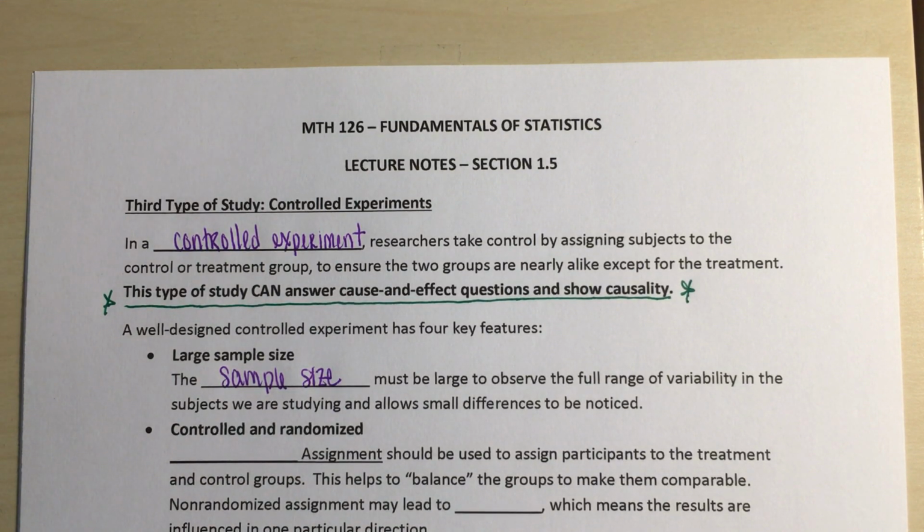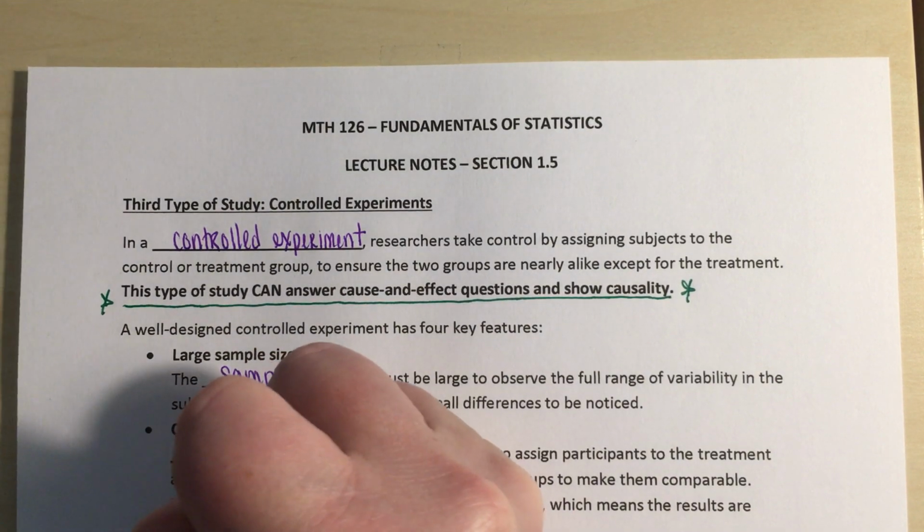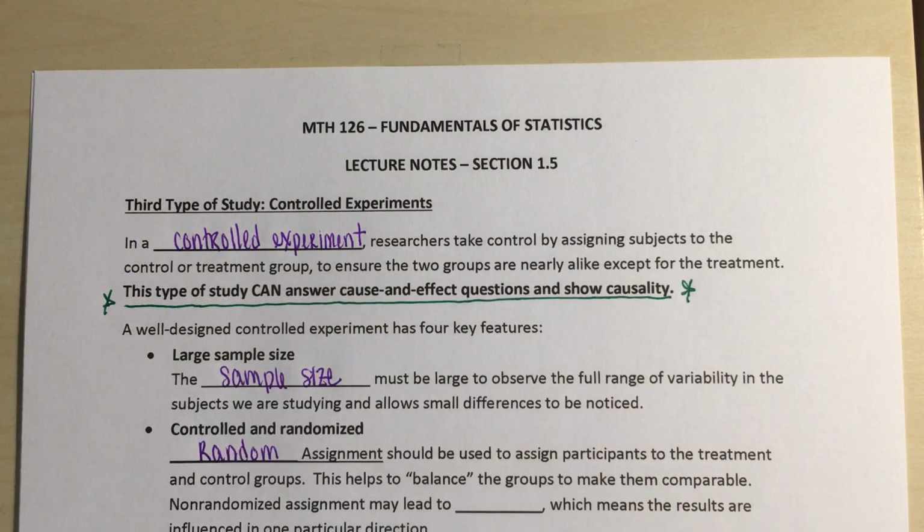Right, so we talked a little bit about population versus sample previously in this chapter. So here we are taking the idea of sample. Right? It's a smaller group drawn from a population, and our sample size needs to be large enough. Right? Controlled and randomized is our second feature of a well-designed controlled experiment. Right? Random assignment should be used to assign participants to the treatment and control groups. This helps to balance the groups, which makes them comparable.